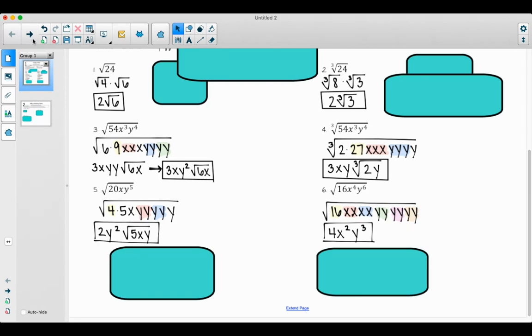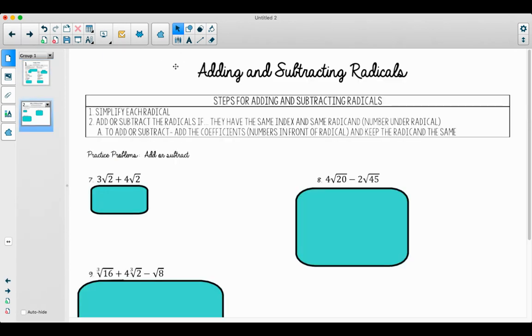So the next thing we're going to look at is adding and subtracting. Here, the main things that we want to remember is that you always want to start by simplifying each radical. Then we can add and subtract if these 2 conditions are met. If they have the same index, which is that small number, and the same radicand, which is a number underneath the radical. If both those conditions are met, then it's very similar to if we were adding and subtracting polynomials. All we do is we add the coefficients, the numbers in front, and we keep the radicand the same.